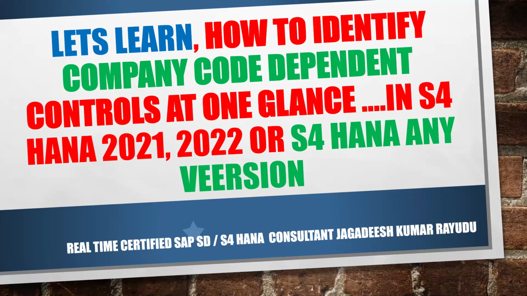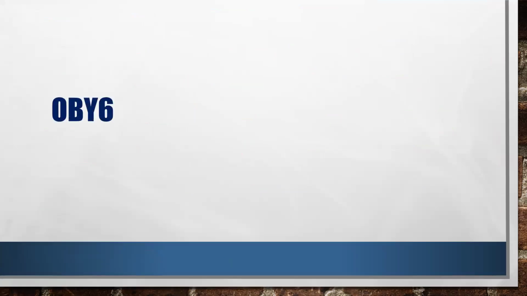Hello, folks and students. Let's learn how to identify company code dependent controls at one glance, either it may be ECC or S4 HANA or any version for that matter. The transaction code is OBY6.